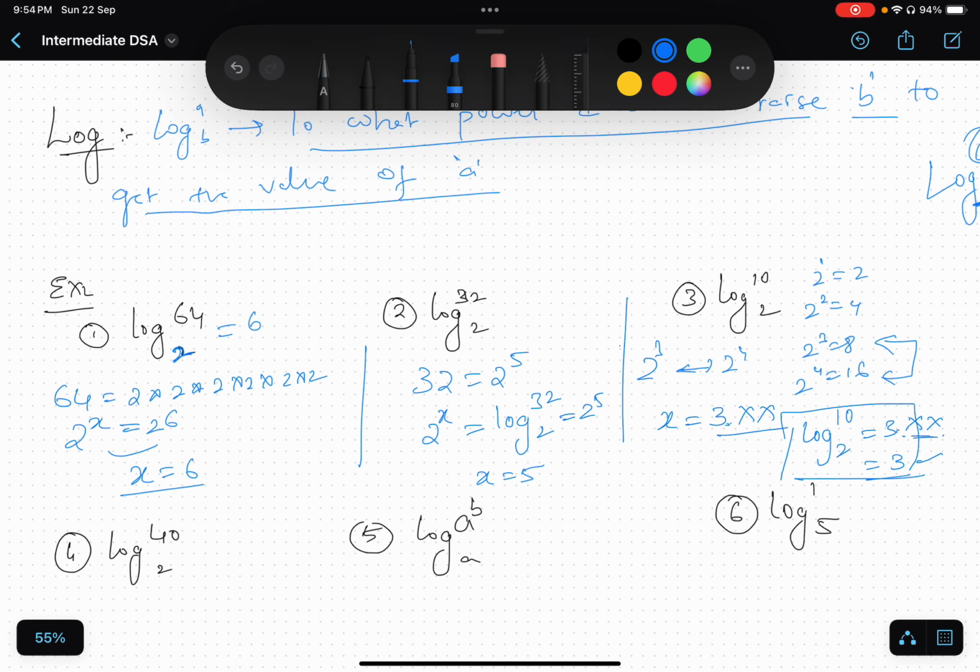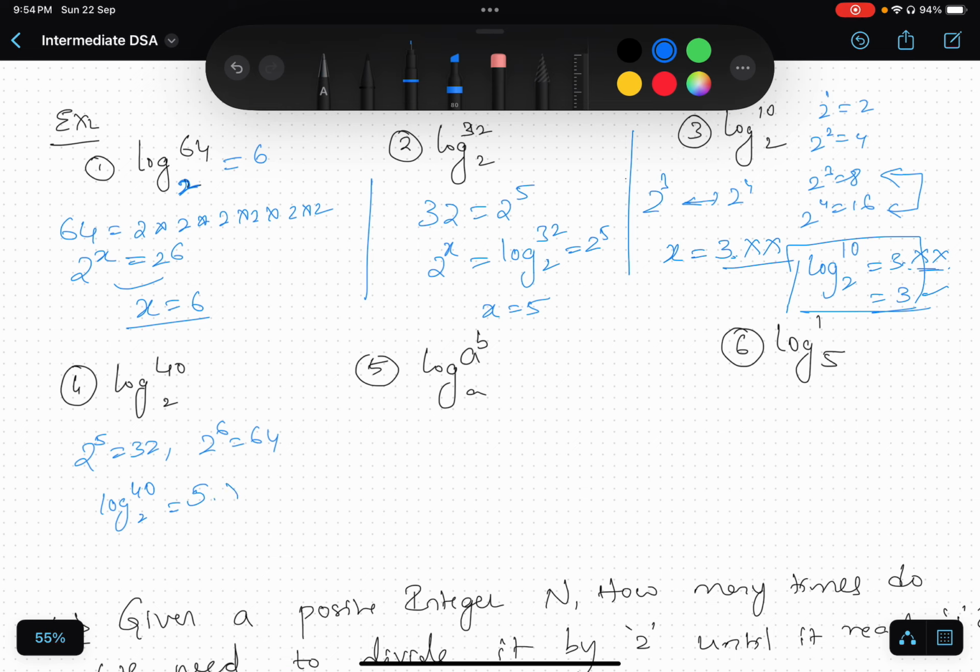Similarly, 40 is between 2 power 5, which is 32, and 2 power 6, which is 64. So I can write log 40 base 2 is 5 point something. If I ignore this, this is approximated to 5. And we discussed so far log b base a means raising the power of a so that we'll get b. Now from the definition I can take a power x is equal to a power b, so x is equal to b.